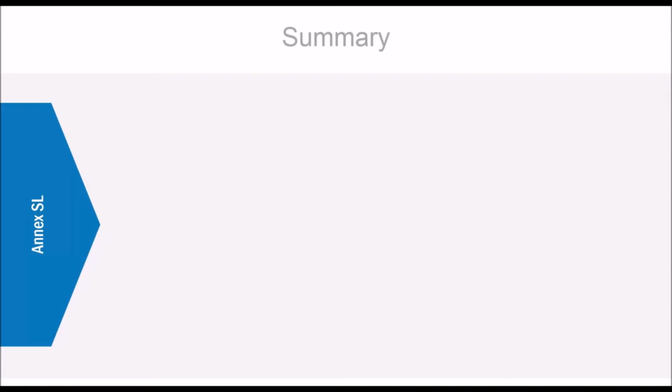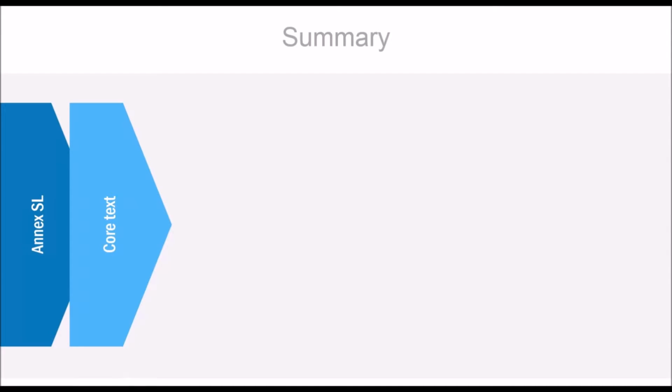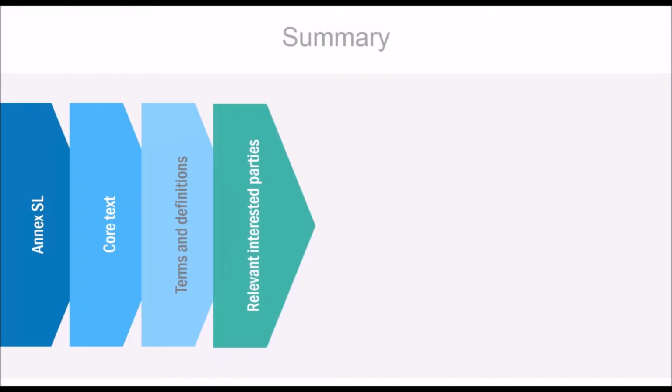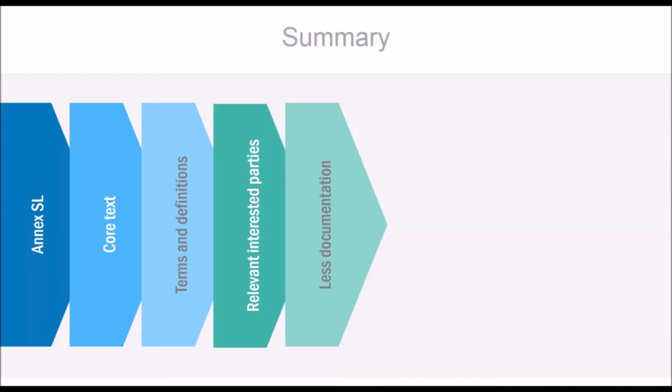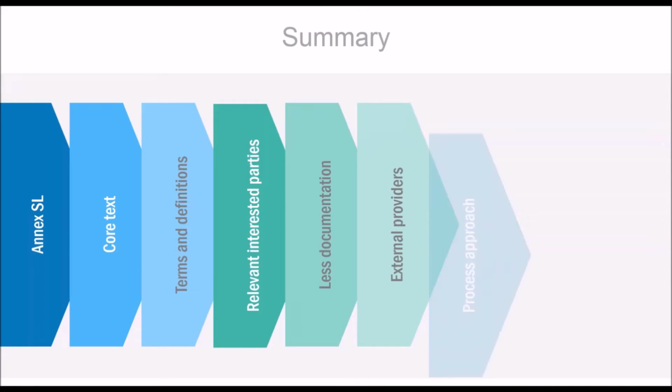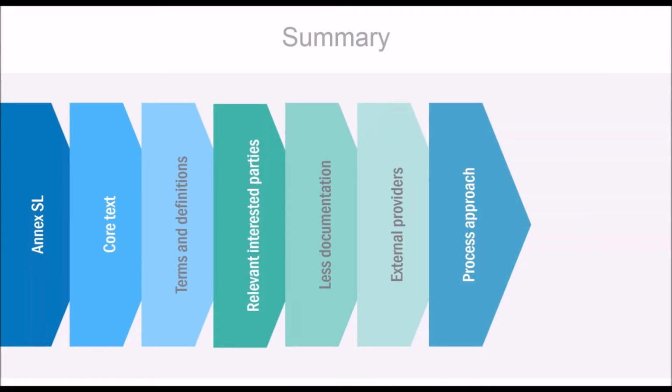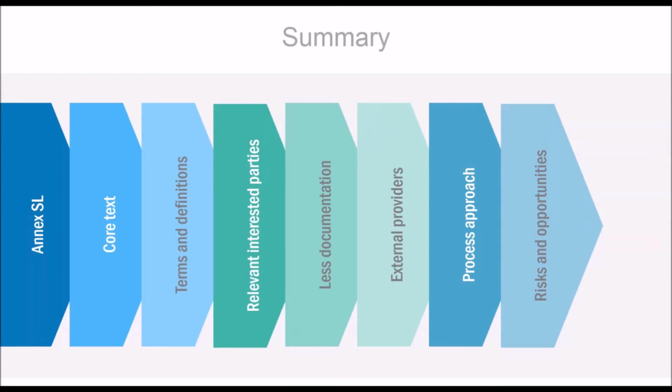Okay, so let me summarise the changes for you. Annex SL has been adopted as the high-level structure. We now have a common core text and common terms and definitions for all management system standards. Further, you need to consider relevant interested parties, and you don't have to have all the documentation requirements you used to. You must find out who your external providers are, and you have to adopt the process approach. You need to determine the risks and opportunities to your management system, and top management will be directly involved and audited.